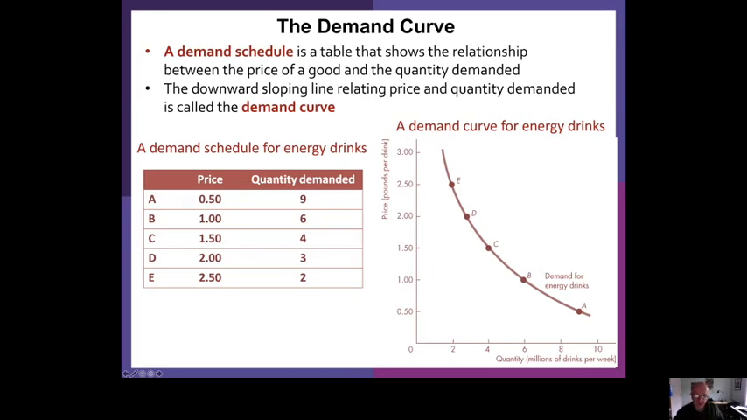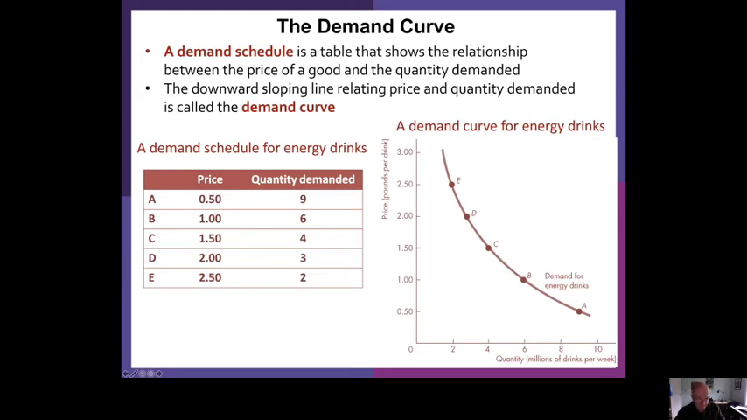Okay, so in this example, if the price is really low, imagine we think about A, look at the table in A, if the price was 50p, then the demand for energy drinks in this market would be 9 million drinks per week. It's not only the quantity, but the quantity per unit of time, because obviously per week is different from per month. So strictly speaking, you have to say the quantity per time period.